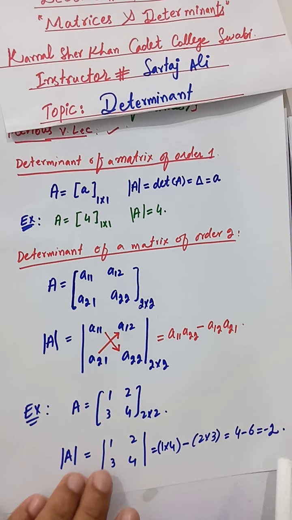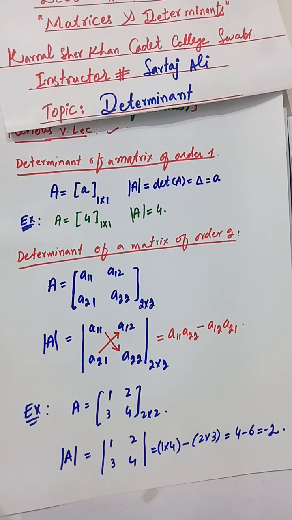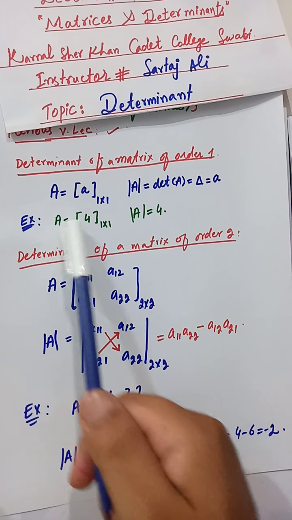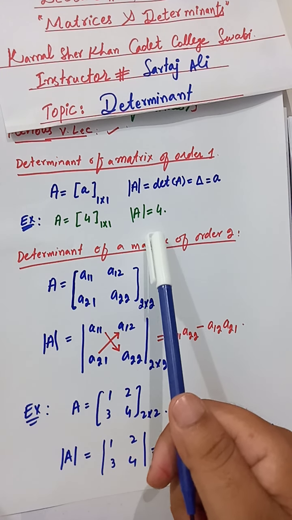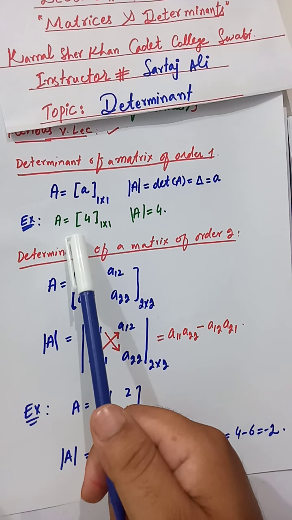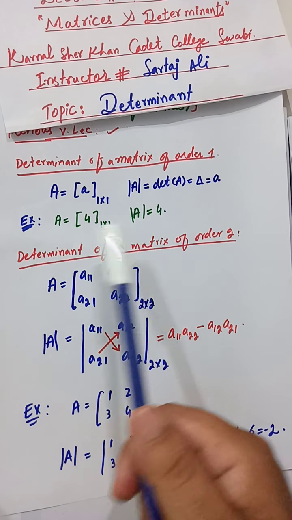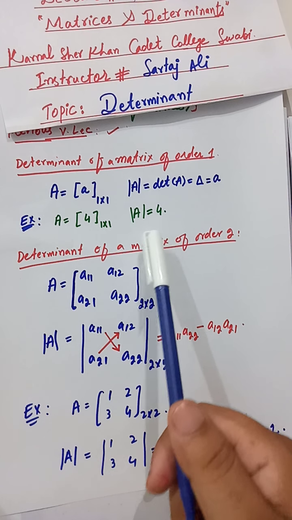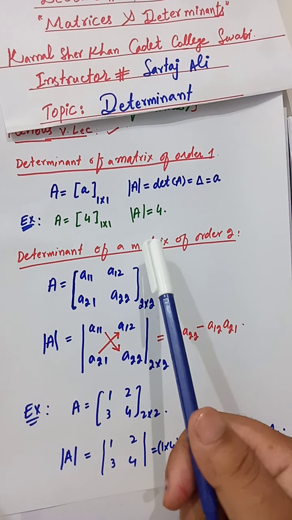So you see that the determinant of a matrix is associated with a single number. You find out the determinant of this matrix, and this is associated with a unique number. Single number means unique number.